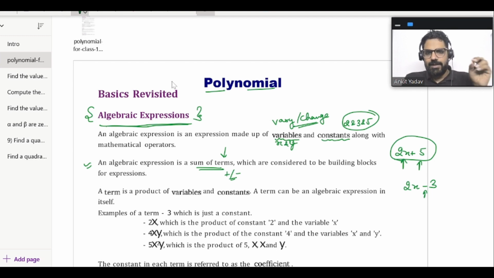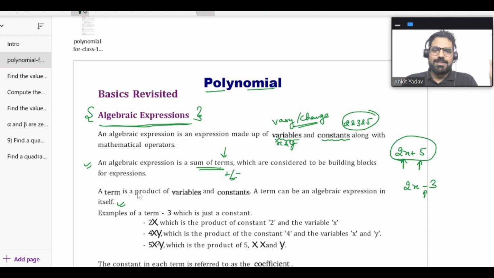Terms, right? So a term is a product of variables and constants. A term can be an algebraic expression in itself. Basically, one or more terms make an algebraic expression, right? There are two things, algebraic expression and algebraic equation, right? So what is the difference between an algebraic expression and an equation? An equation consists of an equals to sign. That is the basic difference between the algebraic expression and algebraic equation, right?